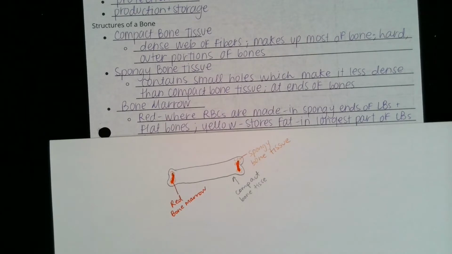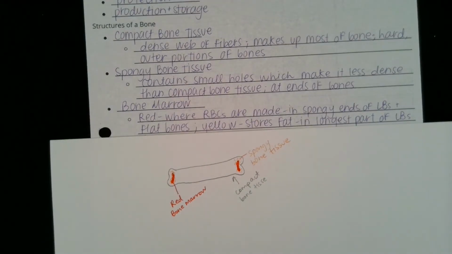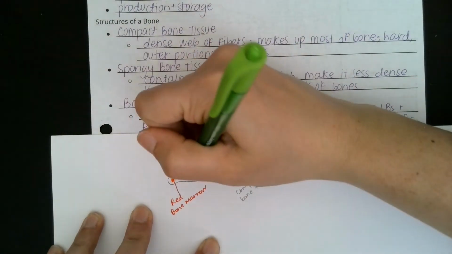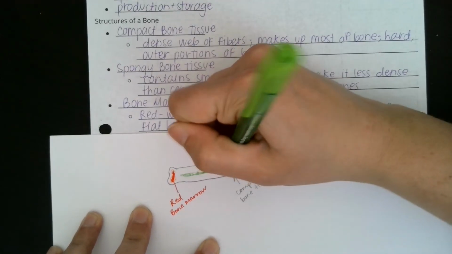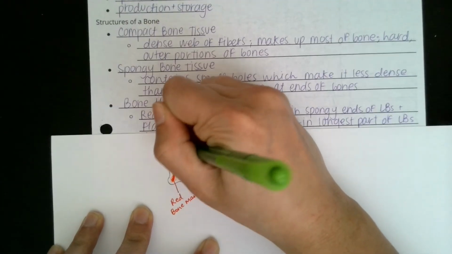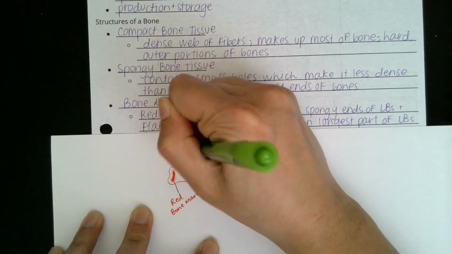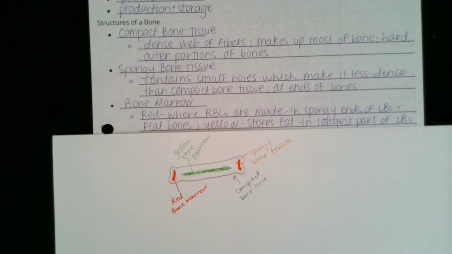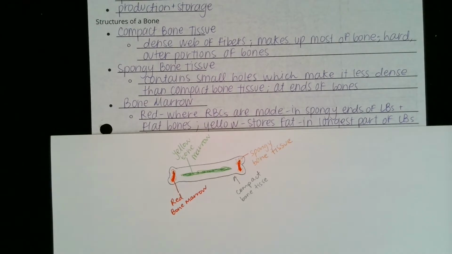And then yellow bone marrow is in the long part, and I already used that color. Let's see if I can use this color. If I had yellow, I would use that, but I don't. So it's in the long part. Hopefully you guys can read this. Yeah, there you go, yellow bone marrow. And that stores the fat. So when we talked about production and storage in our functions, it's producing red blood cells and it's storing fat.